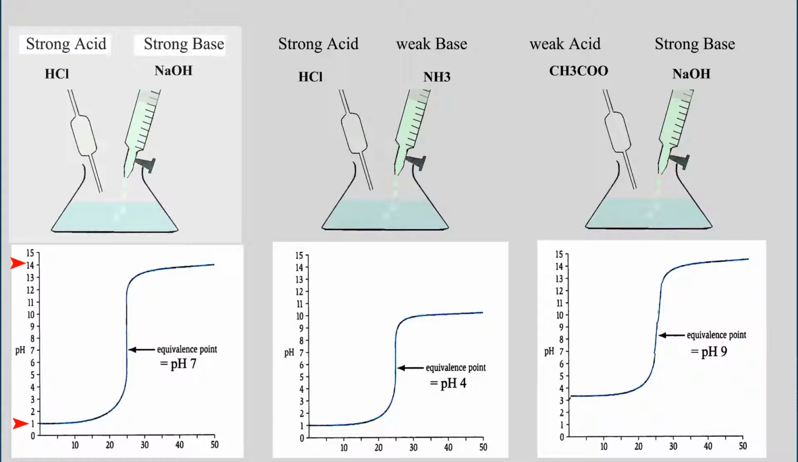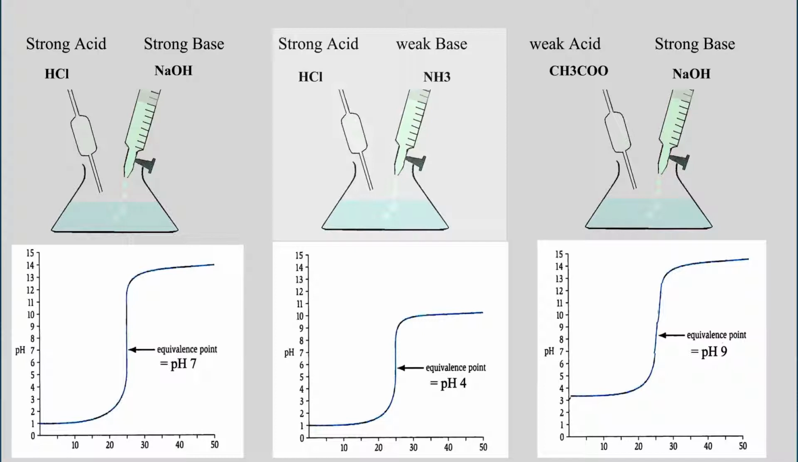Once they fully neutralize, as NaOH, it can go up to 14. So the middle line, pH 7, that is the equivalent point. Look at the next picture.